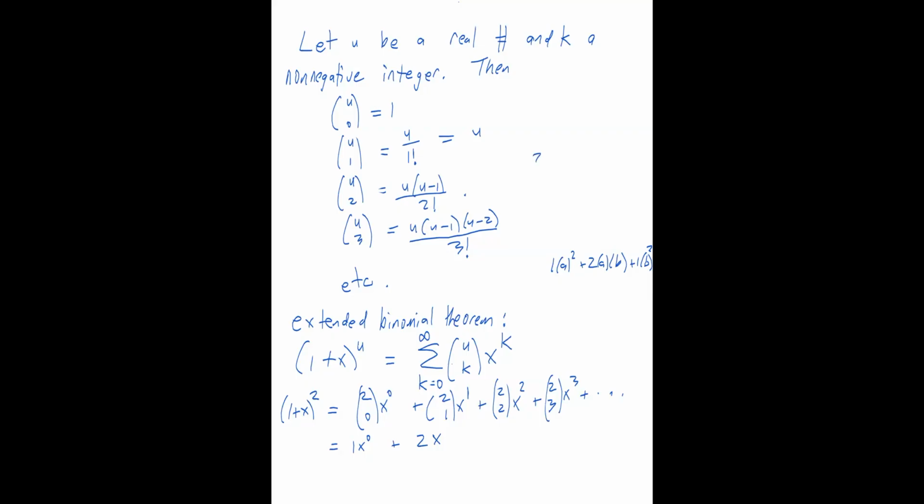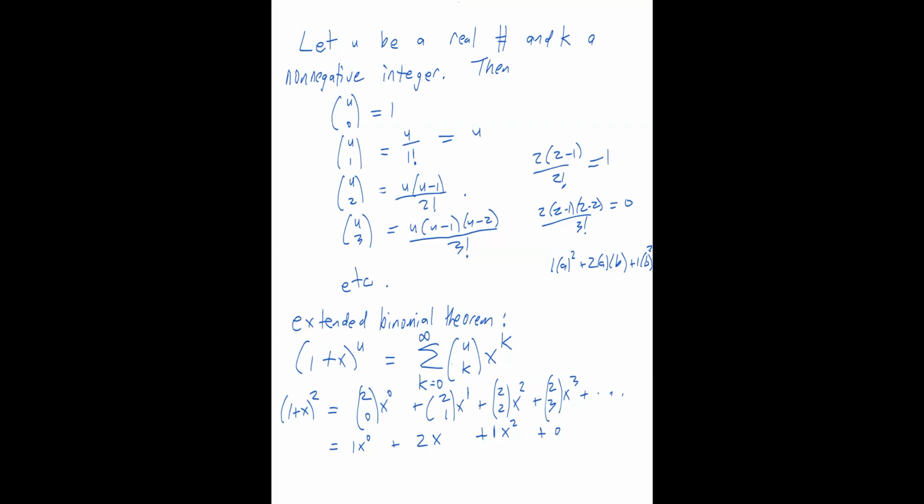2 choose 2 would be 2 times 2 minus 1 divided by 2 factorial. What is that? 1. So we get 1 x squared. And then what does 2 choose 3 equal according to the top of the page? It would be 2 times 2 minus 1 times 2 minus 2 divided by 3 factorial. What is 2 minus 2? And if you multiply by 0, what do you get? 0. In fact, all the terms beyond that will be zeros because they'll all be multiplied by 0. So there's actually only 3 terms in the expansion.